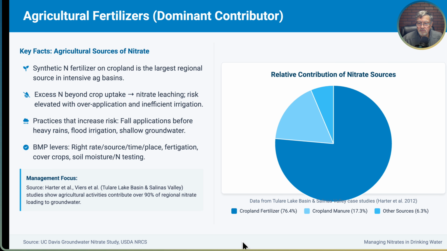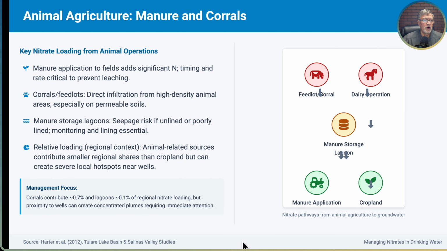So you can see here in our diagram, it got shifted down a little bit, but this is data from the Tulare Basin and Salinas Valley case studies in 2012, part of that University of California Davis study. And you can see that cropland fertilizer is 76.4% of the agricultural applications, cropland manure 17.3%, and other sources 6.3%. So the fertilizer application and inefficient use of fertilizer is really the big culprit here, and that's what we've got to look at managing to reduce the nitrates in groundwater.